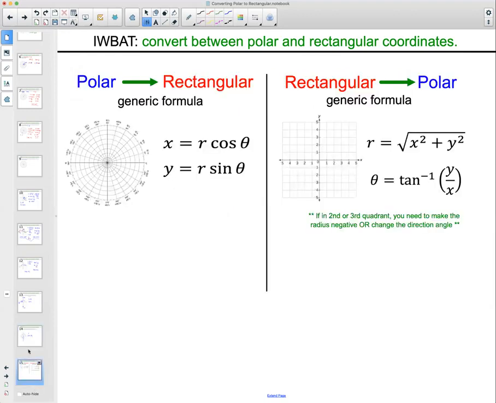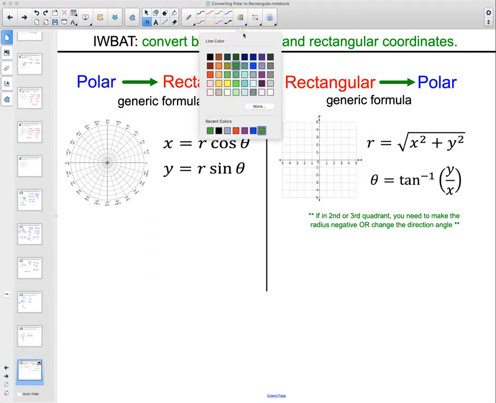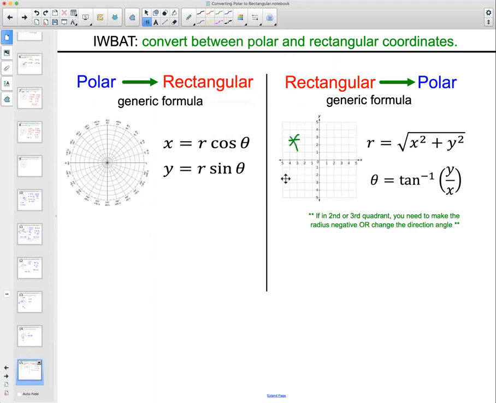All right, so here's a screen that has the formulas on it, so you can screenshot that, write it down, use it for your assignments, your tests, your quizzes, whatever you need. Remember, when you're going from polar to rectangular, the x is the radius times the cosine of the angle, the y is the radius times the sine. Rectangular to polar, Pythagorean theorem to find your r, tan inverse to find your theta. If the point is in the second or the third quadrant, then remember that you need to either make your radius negative or add 180 to the angle.